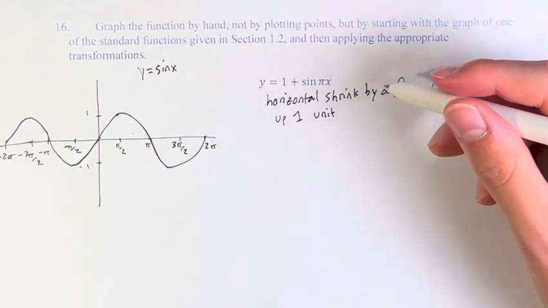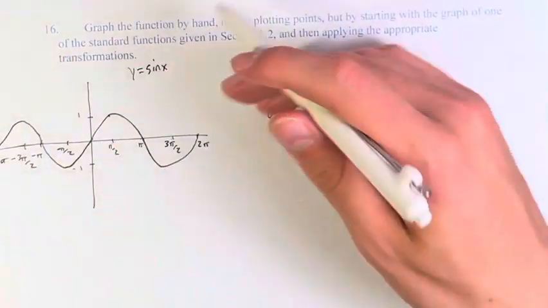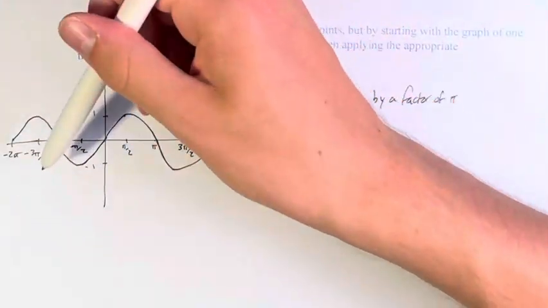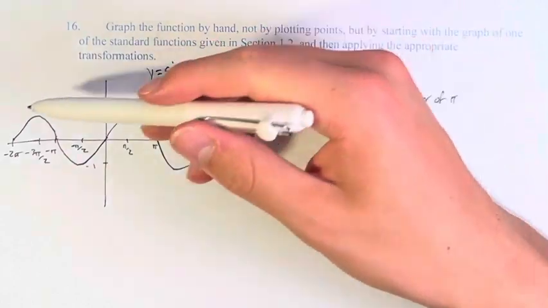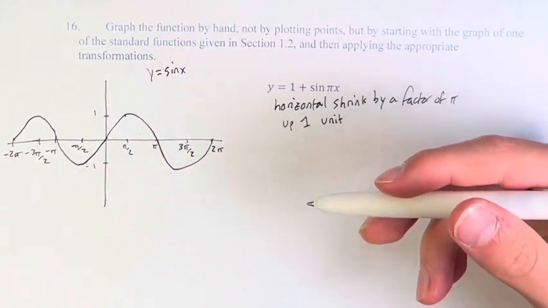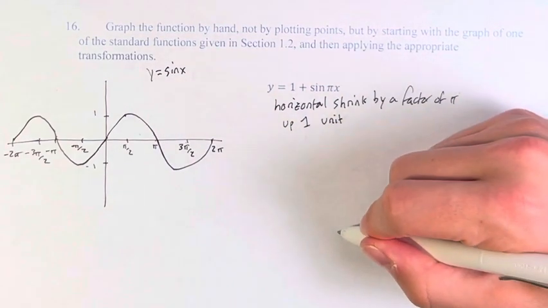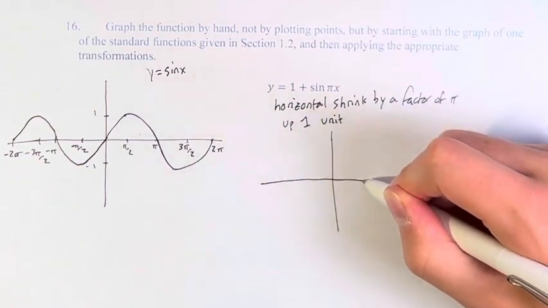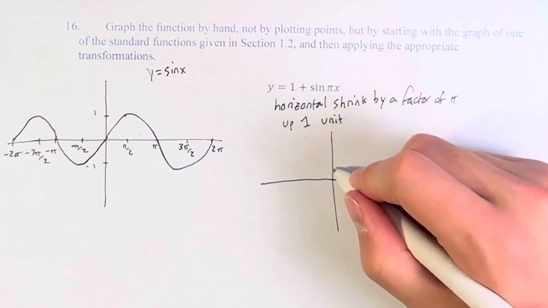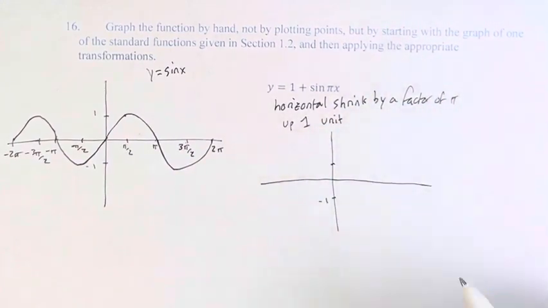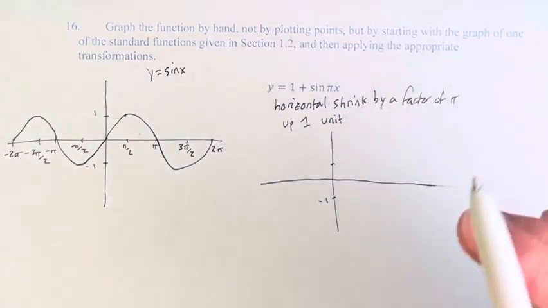First, we have the horizontal shrink. And I'm going to draw this on a different graph. For most of these, I've been drawing them on top of each other so you can sort of visualize the transformations. But for this one, I think it's helpful to draw a separate graph. It's going to look very similar. However, the axes are going to be completely different.